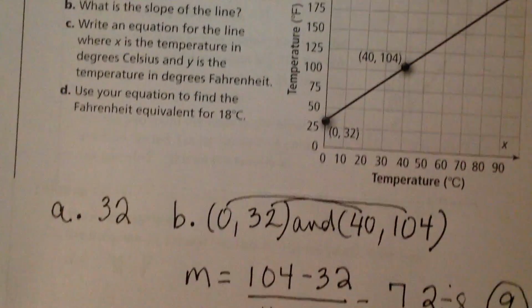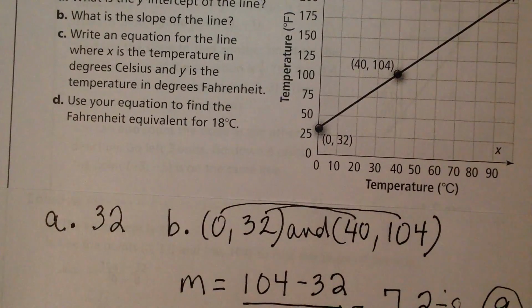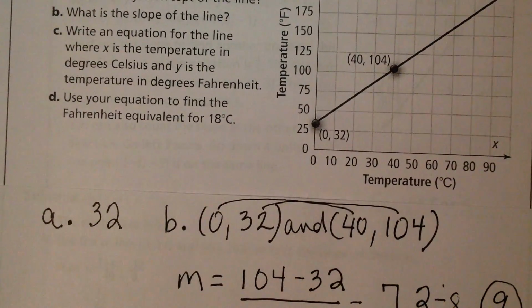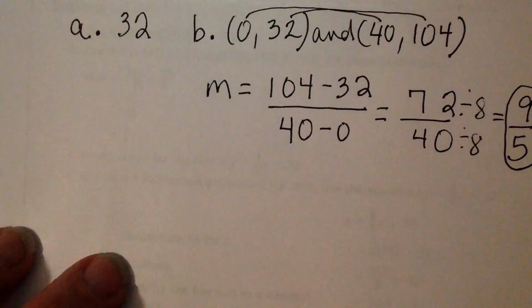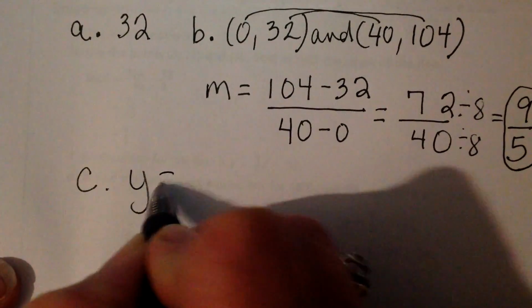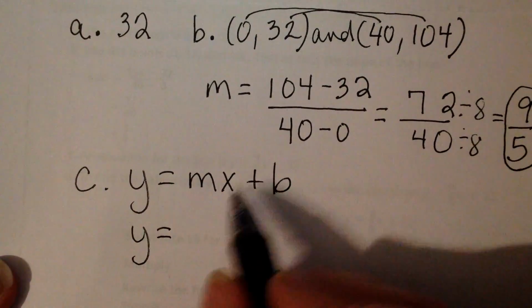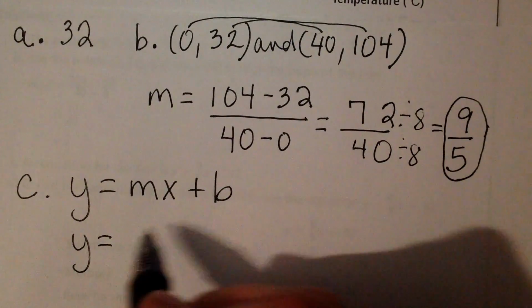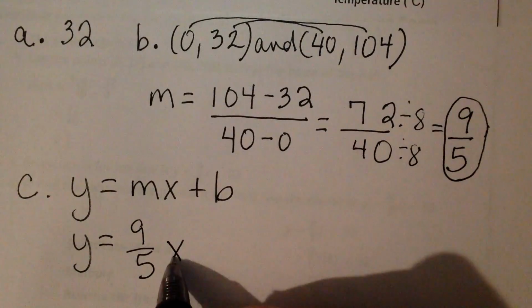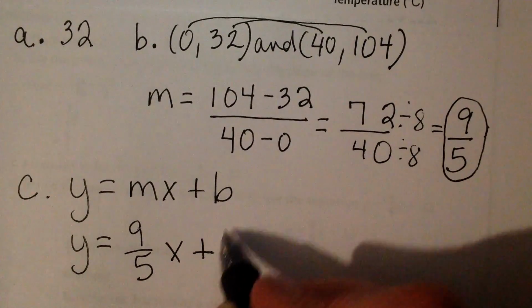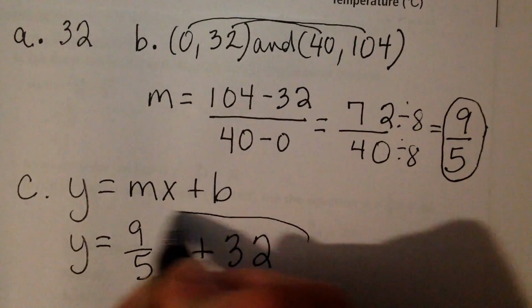Now let's look at C part. Write an equation for the line where x is the temperature in degrees Celsius and y is the temperature in degrees Fahrenheit. Okay? So to do that, we will use that slope-intercept form of the line. So for C part, we will use y equals mx plus b. So let's fill in. We know our m, our slope, was 9/5. So I have 9/5 x plus our y-intercept was A part, that's b, so I use plus 32. So that's the equation of the line.